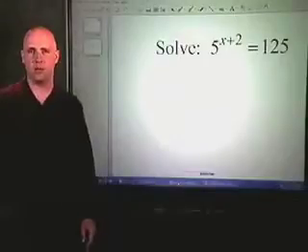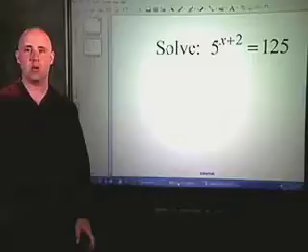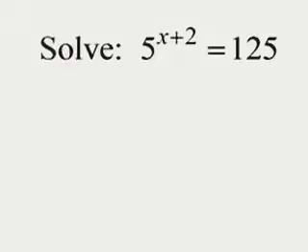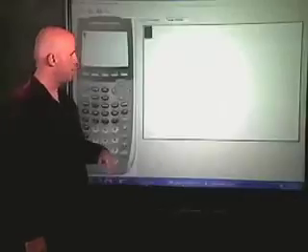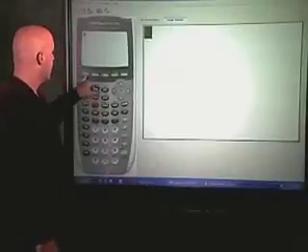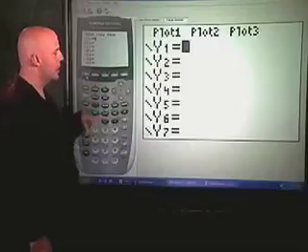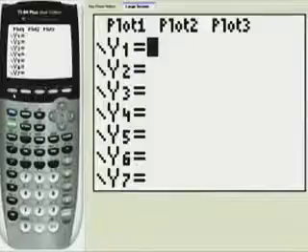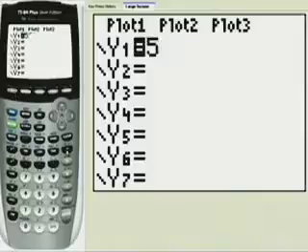Now that we've solved this problem algebraically, let's move to our Smartboard interactive whiteboard and solve this on a graphing utility. To solve this on our graphing utility, we'll notice that we have expressions on the left side and the right side of the equation. So we're going to use our intersect feature. We'll go to y equals. We're going to enter the left side of the equation in y1 and the right side in y2. So in y1 we're going to enter 5 raised to the power x plus 2.